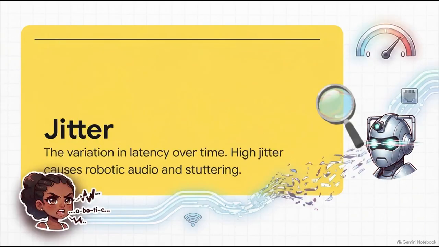And we definitely can't forget about jitter. Jitter measures the variation in your latency over time. Basically, it's the stability of your connection. If you've ever sounded like a robotic Dalek on a Zoom call or your voice gets all chopped up, high jitter is your prime suspect. You want this number as close to zero as humanly possible.